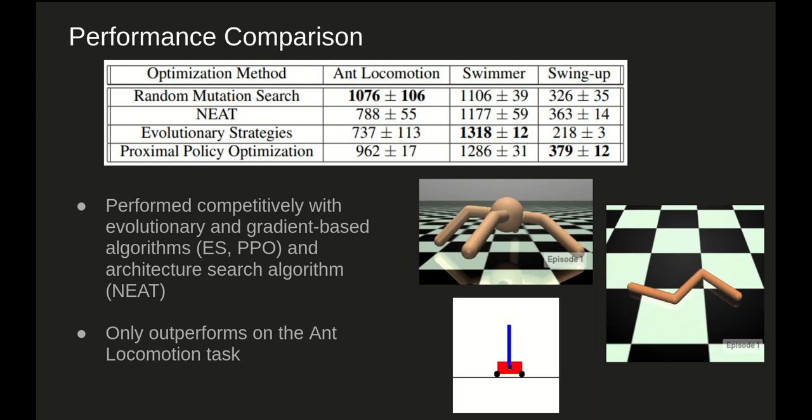Keep in mind that the weight optimizations are also taking place through random mutations, and the performance of random mutation search could be significantly improved by adding backpropagation or local learning.